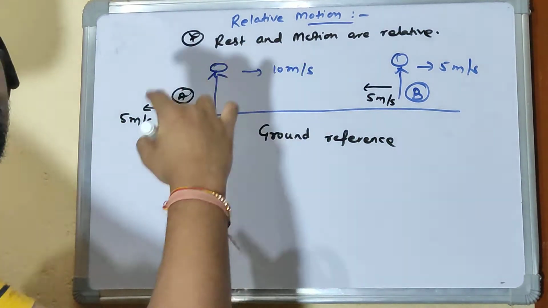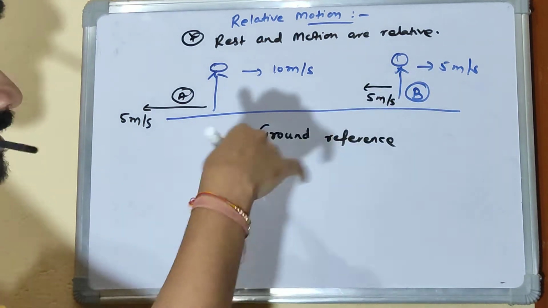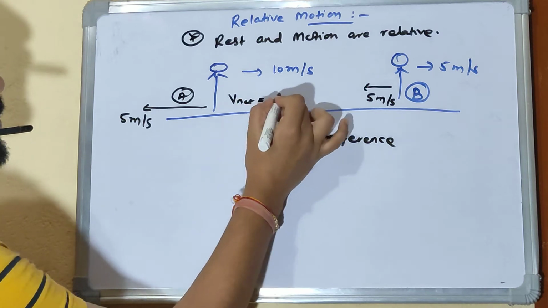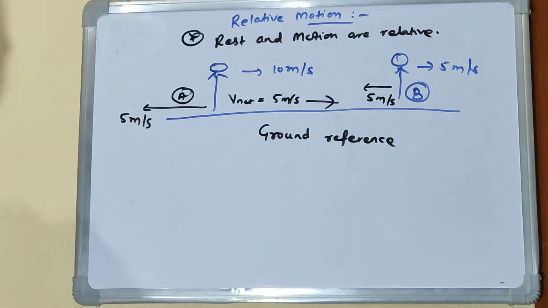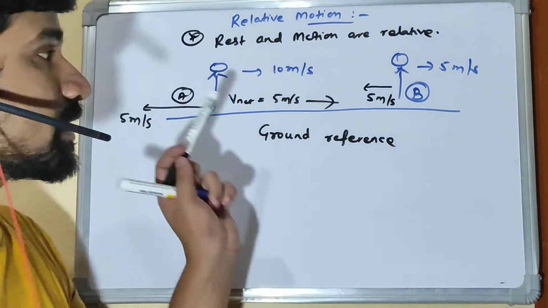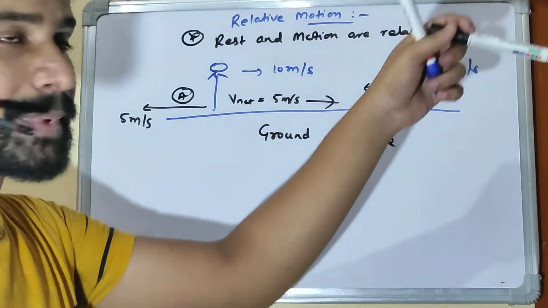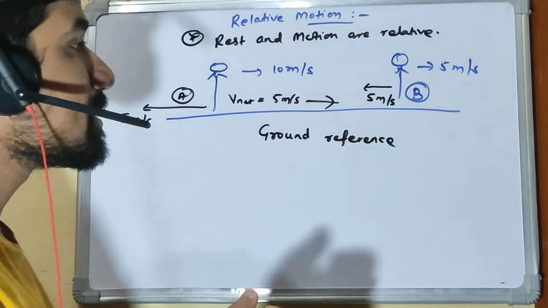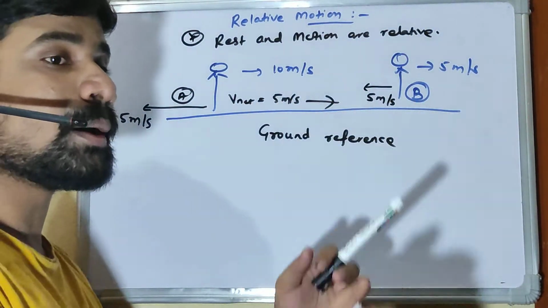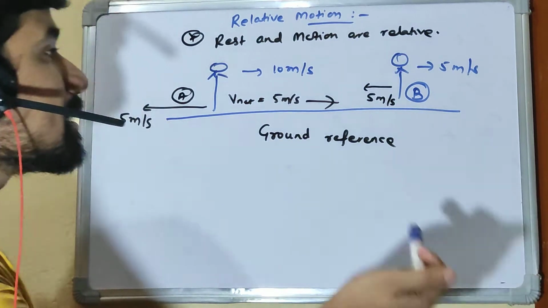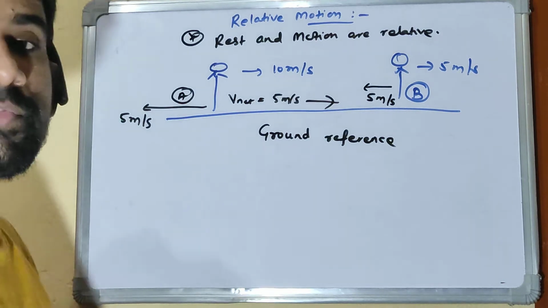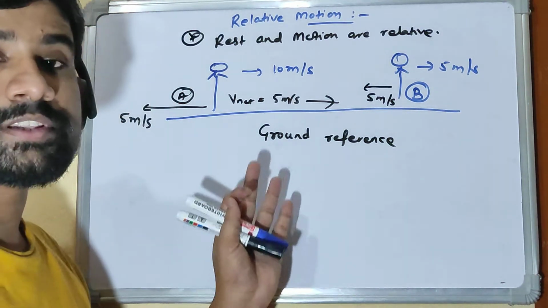So what is the net velocity of this person now? Person A's velocity is 10 forward, 5 backward. So the resultant velocity will be 5 meter per second in the forward direction, 10 minus 5. So the velocity of person A with respect to person B is 5 meter per second in the forward, or positive x, direction. How did we arrive at this conclusion? We made our frame of reference stationary by applying an opposite vector to it, and we did the same to the person whose velocity we are calculating, and hence I'm able to find the relative velocity of person A with respect to person B.